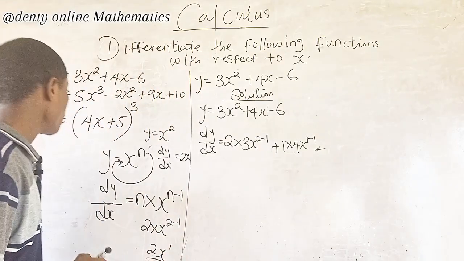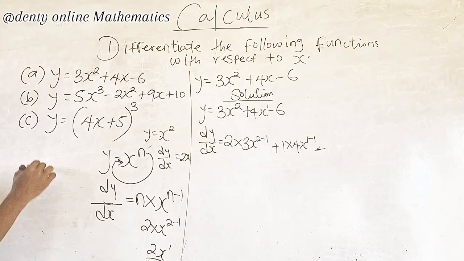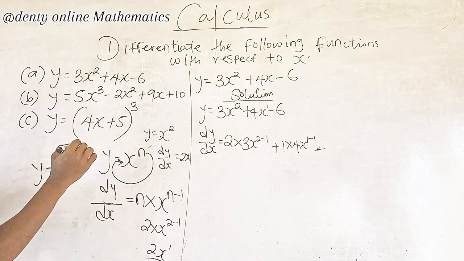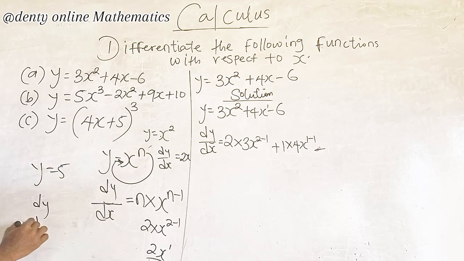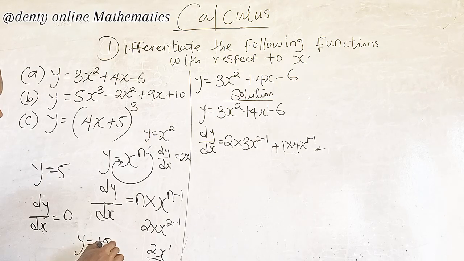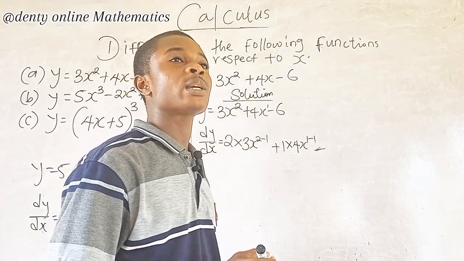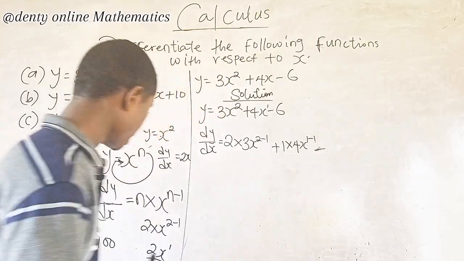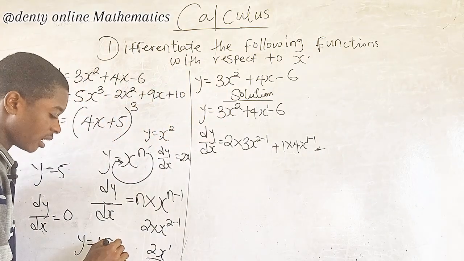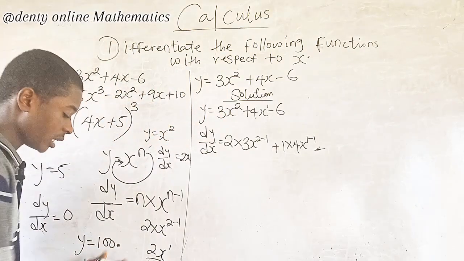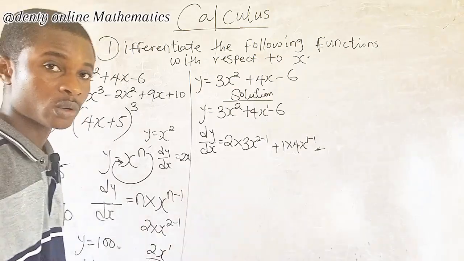For example, if I have a function y equal to 5, my dy over dx will be equal to 0. If I have y equal to 100, my dy over dx will be equal to 0. Any number at all, even if y is equal to 1 million, as far as it does not have a variable attached to it, it is regarded as a constant.